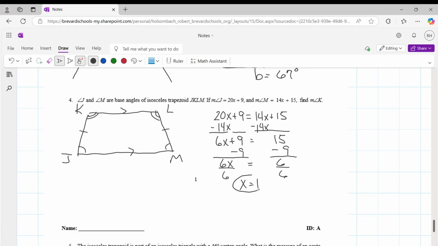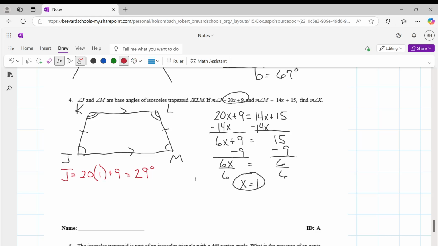If x is equal to 1, then angle J right here is equal to 20 times 1 plus 9. So we can say that J equals 20 times 1 plus 9. 20 times 1 is 20, plus 9 is 29 degrees. Now, this isn't to scale, okay? Obviously, this isn't a 29-degree angle, but that's okay.